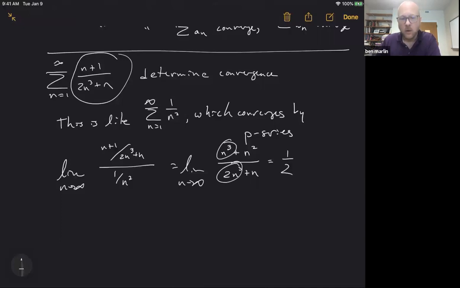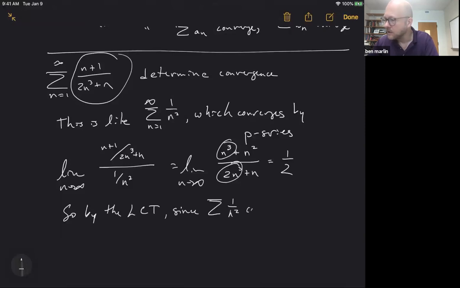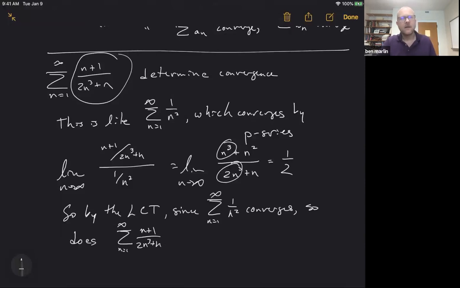Okay, and 1/2 is between 0 and infinity, and so by the limit comparison test, since the summation of 1/n² converges, so does summation of n+1 over 2n³ plus n. And then we've got that, right?